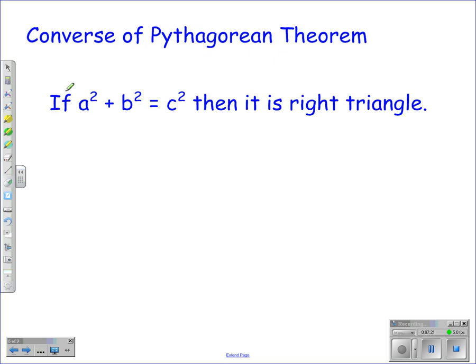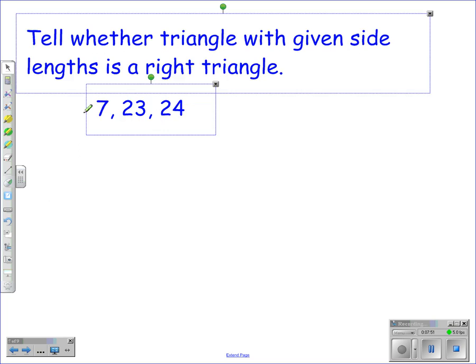The converse of the Pythagorean theorem states, if a squared plus b squared equals c squared, then it's going to be a right triangle. So this is just the opposite of what we were assuming before. With the Pythagorean theorem, we said if it's a right triangle, then a squared plus b squared equals c squared. Now we're starting off knowing that a squared plus b squared equals c squared, then we can say that the lengths that we have do make up a right triangle.